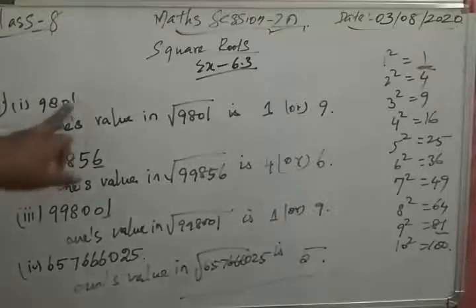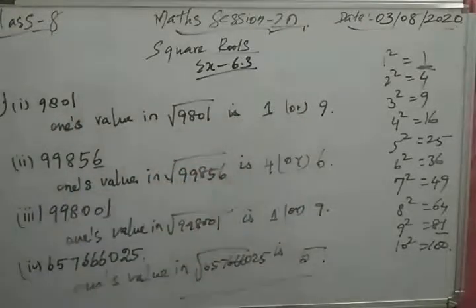Only the ones place you have to see, to find which number may be coming for the square root. Already I have given you these values: 1 square is equal to 1, 2 square is equal to 4, 3 square is equal to 9. Everything I have given, up to 10 square. So according to that we have solved. Okay. Now let us go for question number 2.